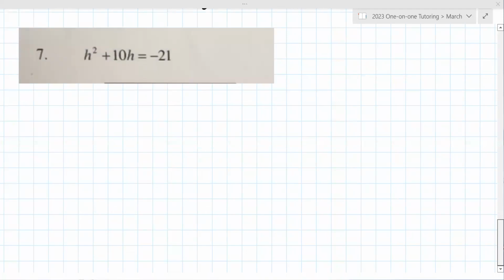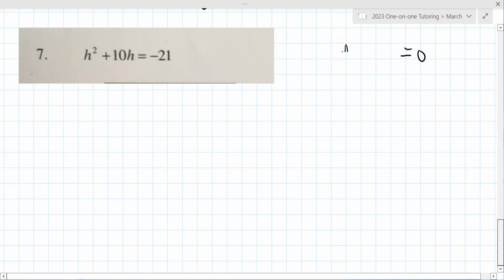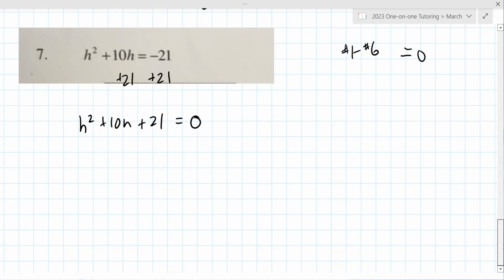If you look at your screen, or if you got it printed out, numbers 1, 2, 3, 4, 5, and 6 are all equal to 0. This one is not equal to 0 though, which means you want to make it into one that does. So the first step here is to add 21 to both sides. h squared plus 10h plus 21 equals 0. If it doesn't equal 0, you make it equal to 0. I'd like you to solve this one out from here, and then we'll move to some new problems after this.